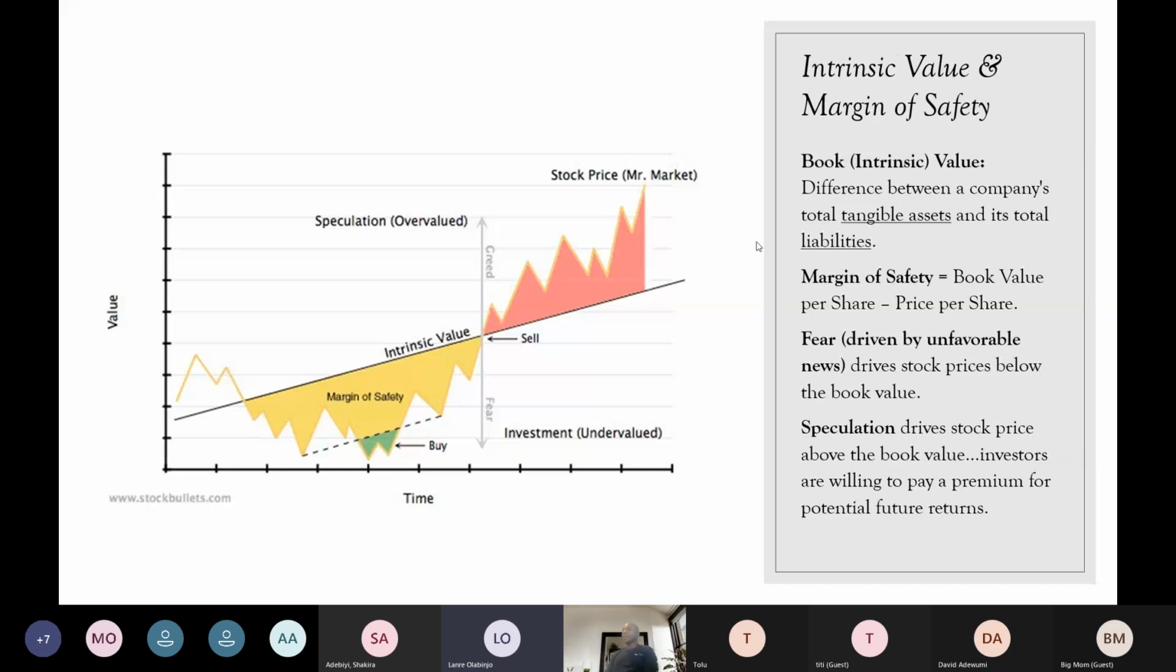Okay, so I've defined the book value. We're going to do an example on how you truly calculate book value in a minute.